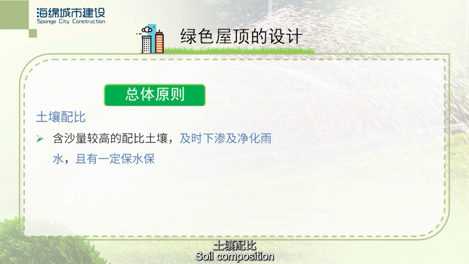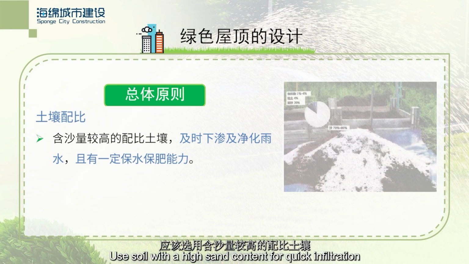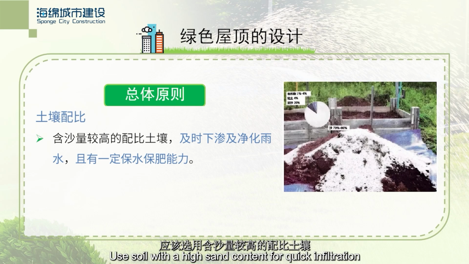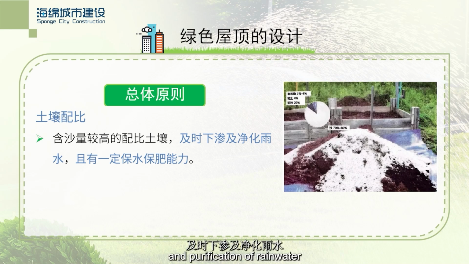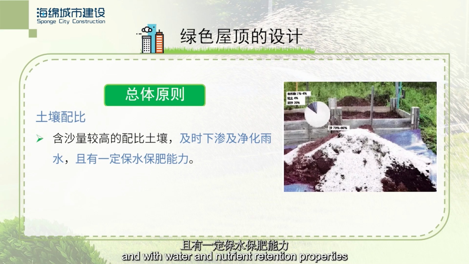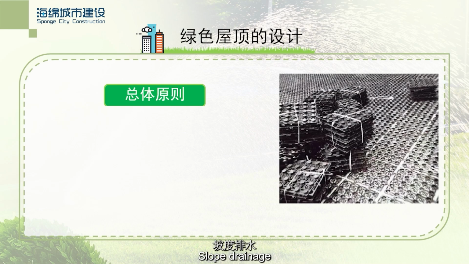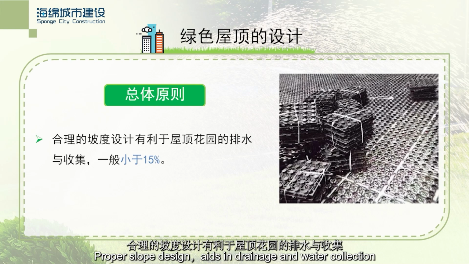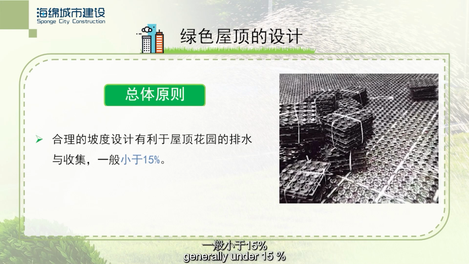Soil composition. Use soil with a high sand content for quick infiltration and purification of rainwater, and with water and nutrient retention properties. Slope drainage. Proper slope design aids in drainage and water collection, generally under 15%.